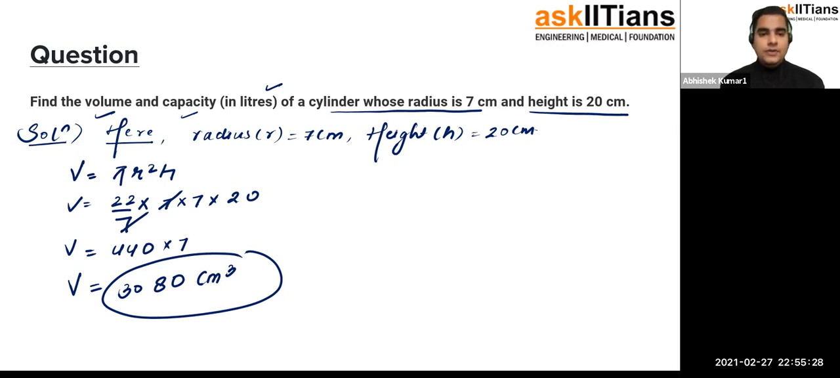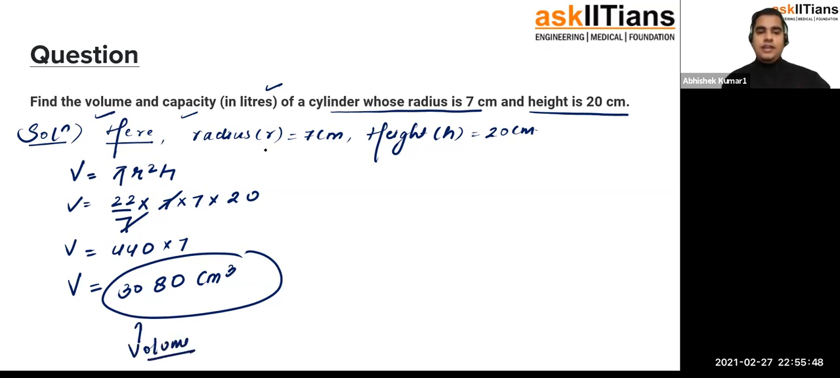So you have pi 22 by 7, r is 7 into 7, h is 20, cancel out. You will have 440 into 7, 700, 28, 7 to 28, 30. Okay, perfect. So this is the volume that you have.